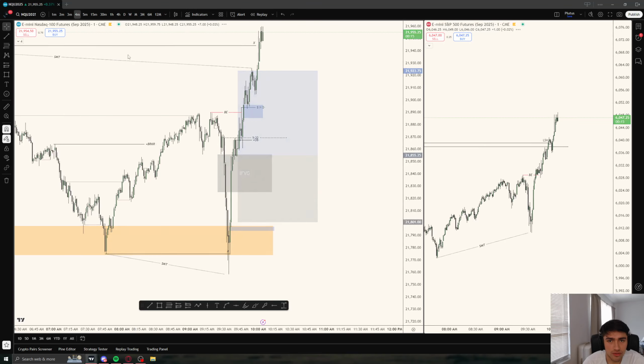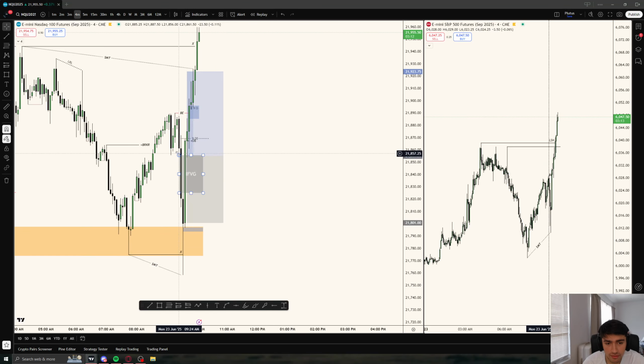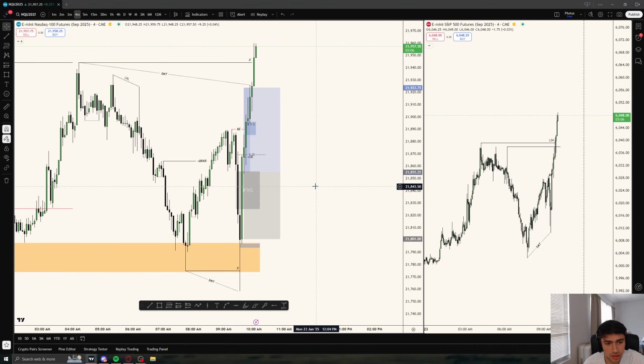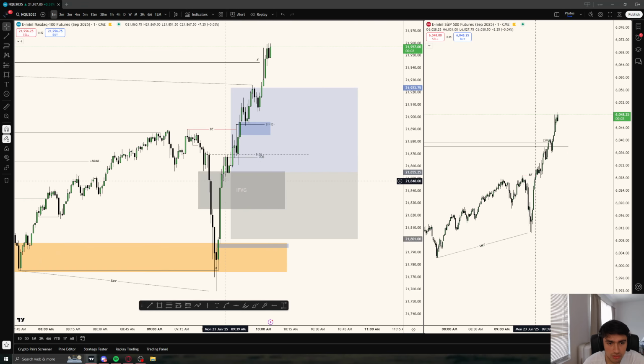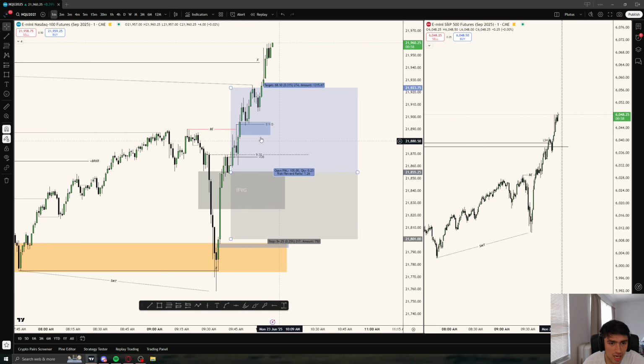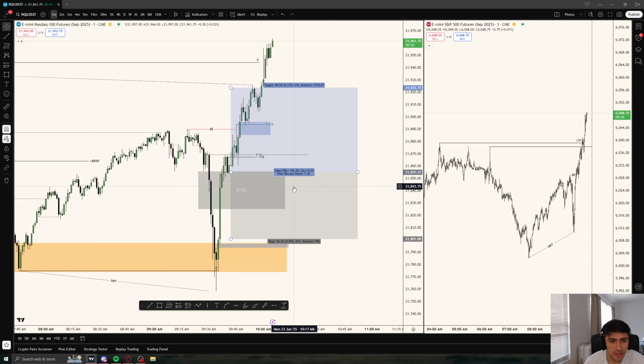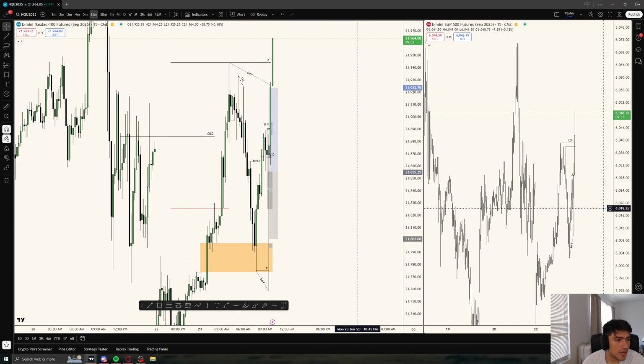Then price inversed the 4-minute fair value gap right here, creating an IFVG, and then we tapped right into the 4-minute inverse fair value gap, and that was my entry. Again, I know you guys are probably saying, but there's a 5-minute up top. I don't care about the 5-minute on this occasion because 9:30 is clearly opening lower. At the time we did SMT this high, but the drawn liquidity is so clear here that there's no intermediate term high. There's really nothing here.